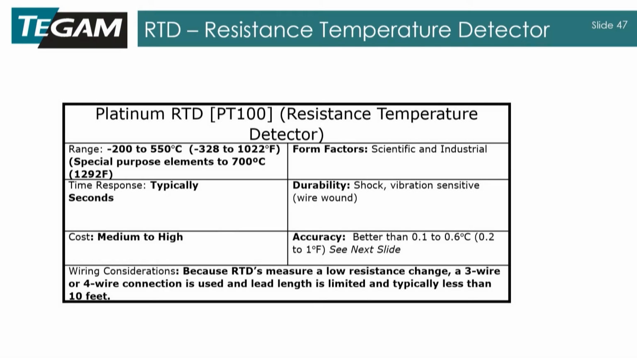So here's a chart kind of overlaying a general overview of RTDs. As you can see, they have a smaller range than thermocouples, but they have a higher time response. And because their cost is medium to high, you're going to usually find them in the scientific and industrial industries, but mostly because of that better accuracy there.